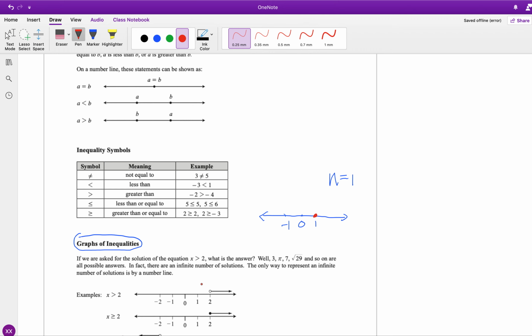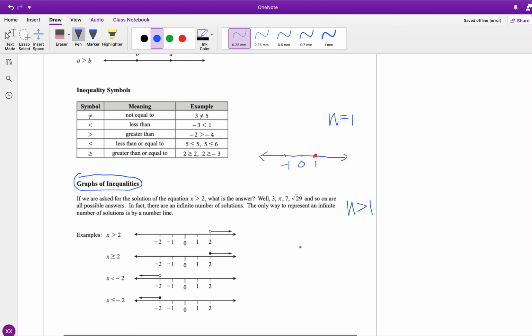Now, how do I use a number line to represent something in an inequality? Such as this number does not equal 1, or this number is larger than 1. So now what happens here is that we have a number line. Now this is a 0, and this is a 1, and this is -1. Of course, I can keep on going, and this is a 2.